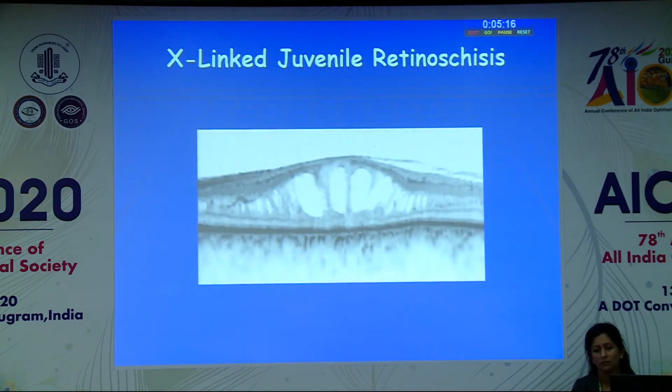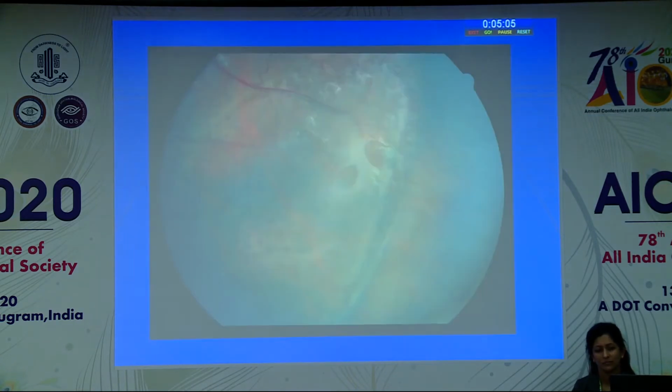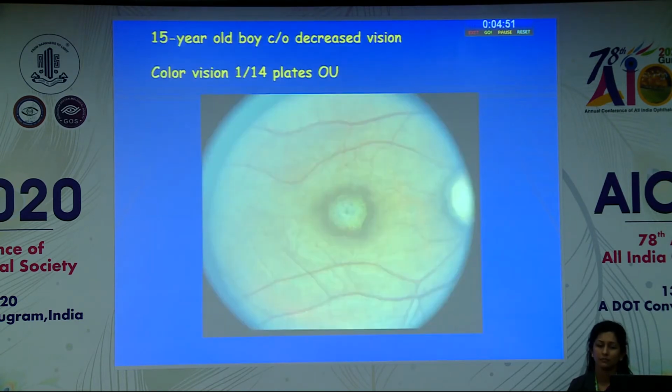Of course, nowadays you have an even better tool in OCT, and even before you do an ERG, you can establish the diagnosis. But ERG is definitely confirmatory. And this was the peripheral retina, where it is known that 50% of people with X-linked juvenile retinoschisis can have peripheral retinal schisis as well, which gave that visual field defect.